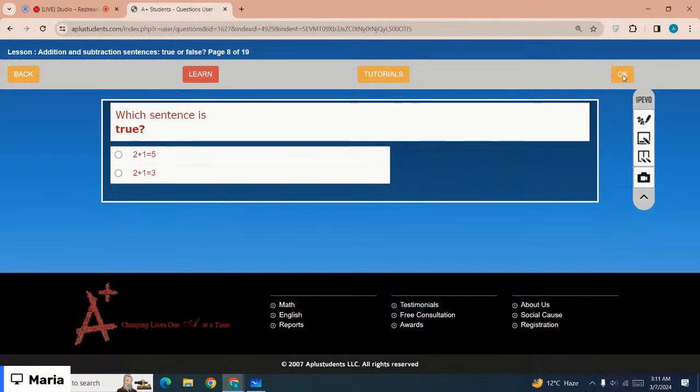Yes, that is 2 plus 1 equals 3. Option number 2 is the correct option.